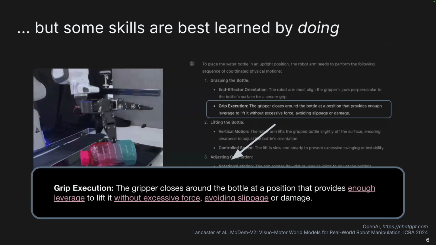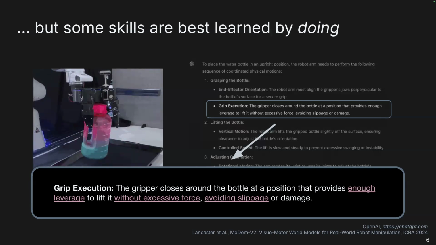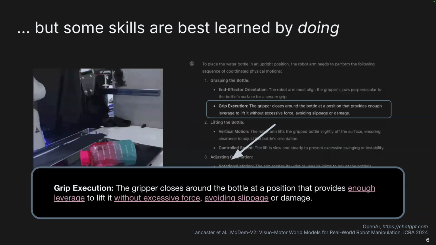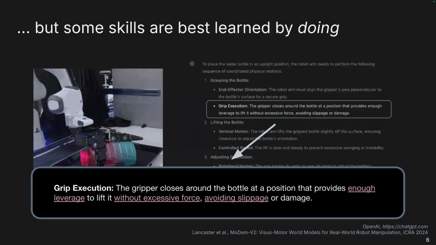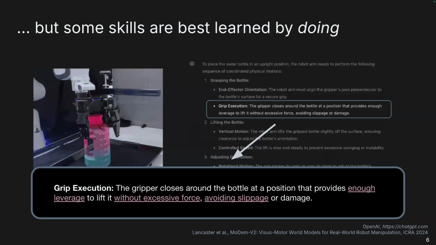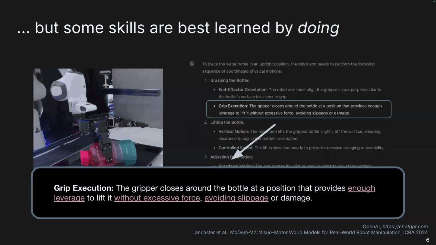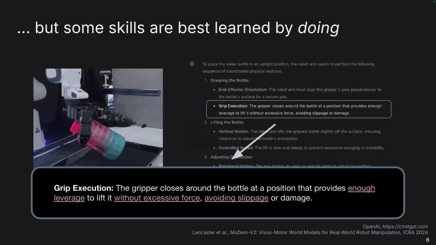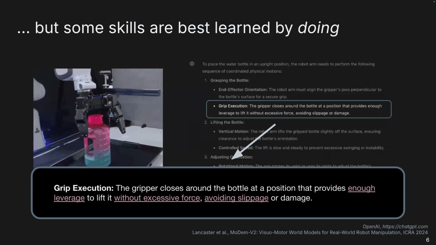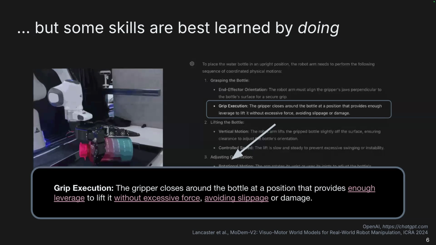But if you look closely at the specific parts of the plan that it's proposing, for example, the grip execution part, so grasping the bottle, it says the gripper closes around the bottle at the position that provides enough leverage to lift it without excessive force, avoiding slippage or damage. So it's describing it in accurate terms, but very vague terms. It doesn't have a sense of which kind of grasp is best for this bottle, how much leverage you actually need to lift it, how much force to apply to the water bottle to not drop it or damage it.